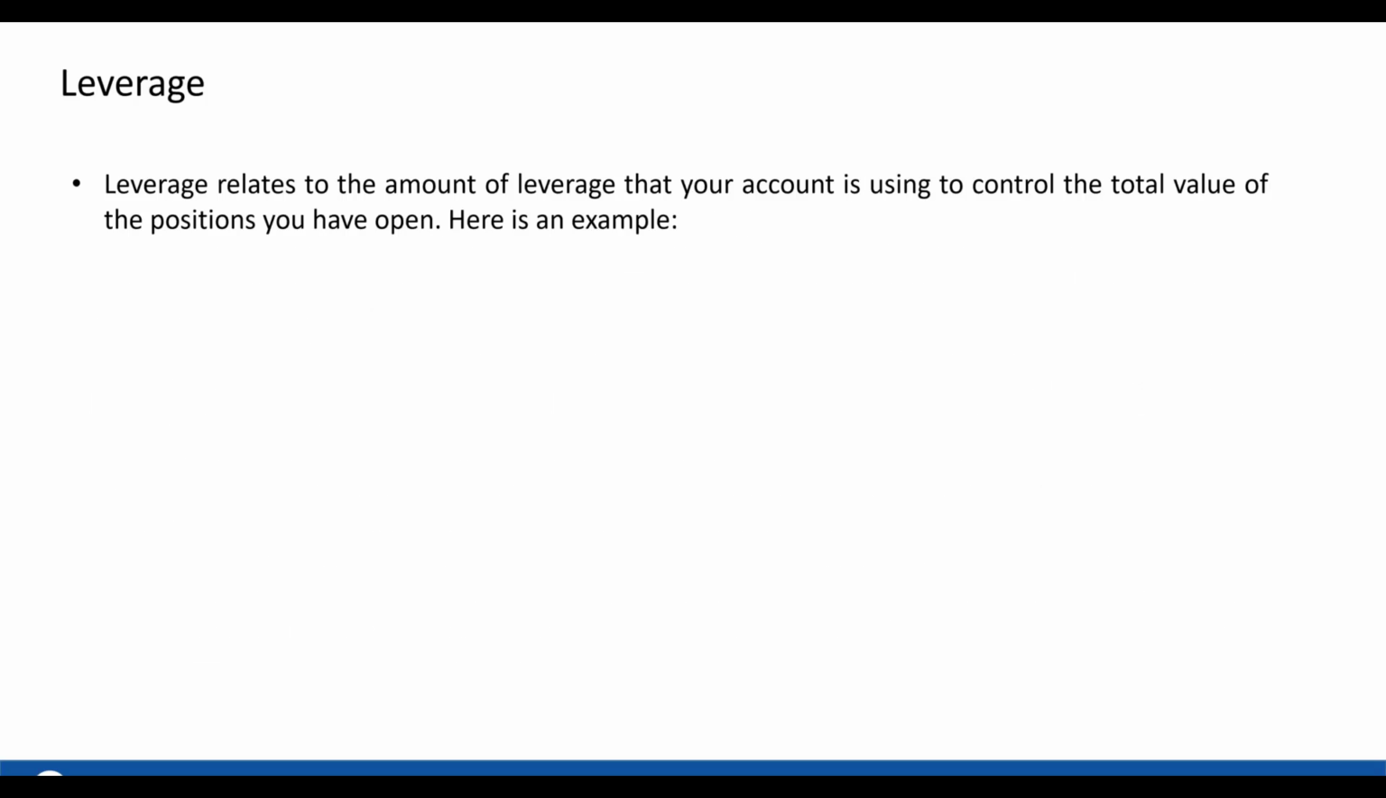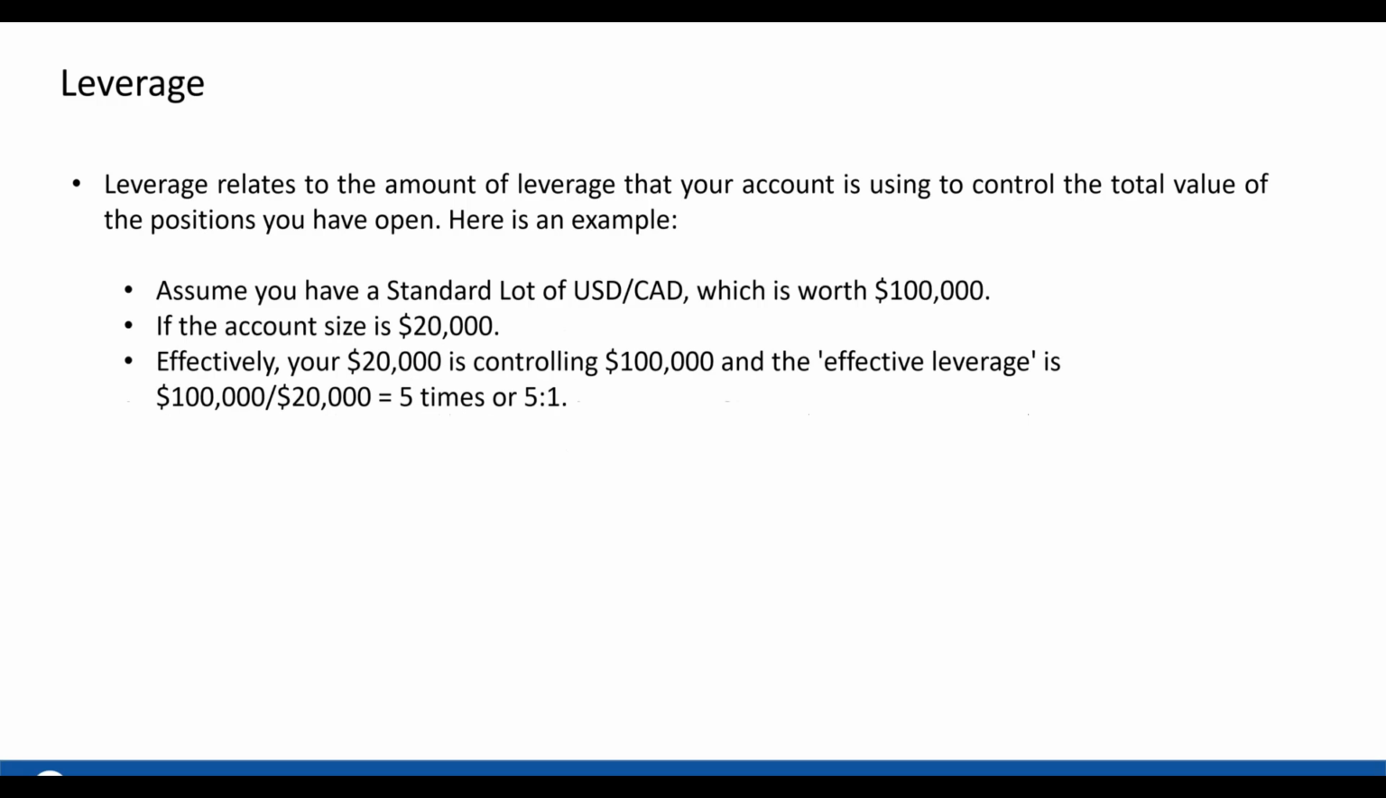Leverage. Leverage relates to the amount of leverage that your account is using to control the total value of the positions you have open. Consider this example. Assume that you have a standard lot in US dollar, Canadian dollar, which is worth $100,000. Now, if your account size is $20,000, we have a situation where effectively the $20,000 is controlling $100,000, and the effective leverage is $100,000 divided by $20,000, or 5 times, or 5 to 1.